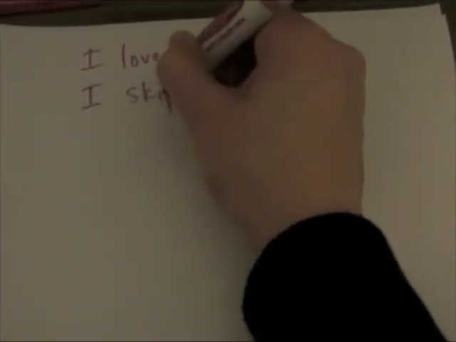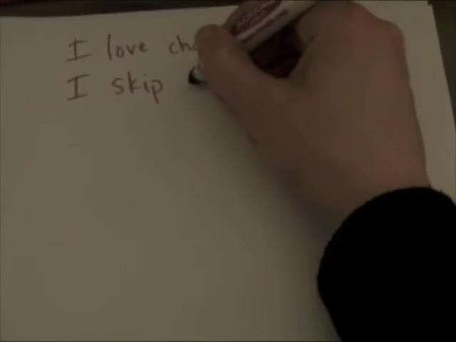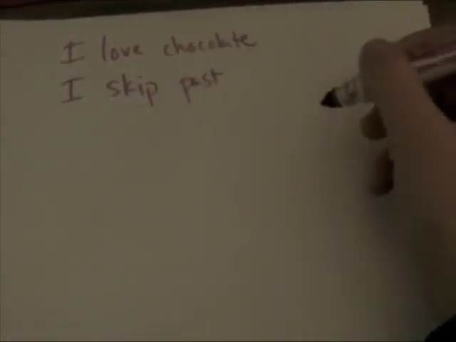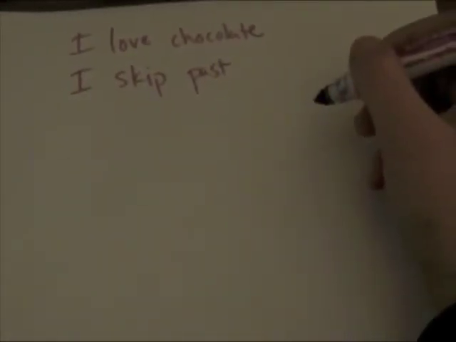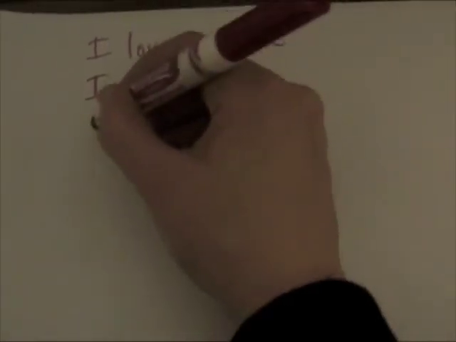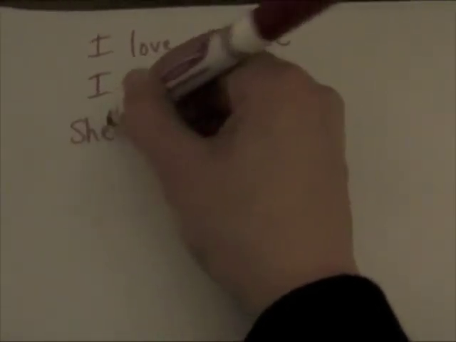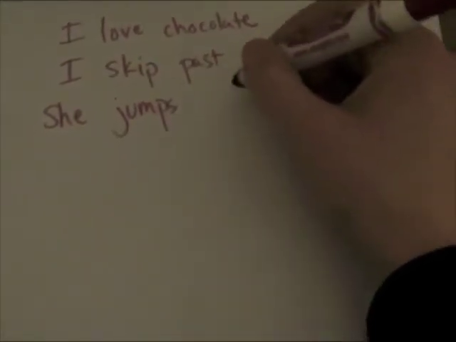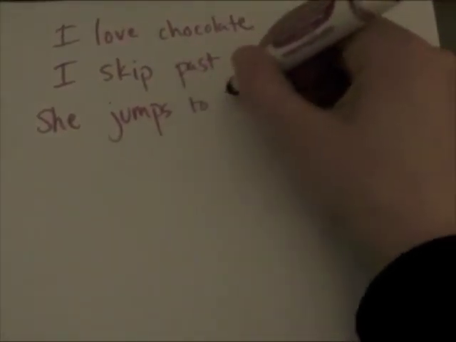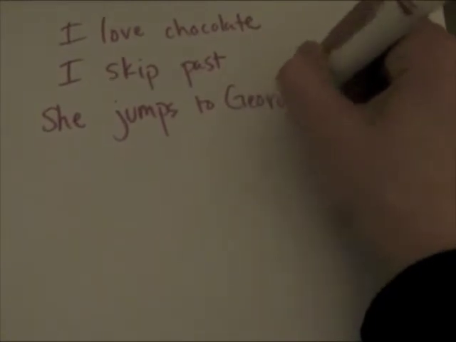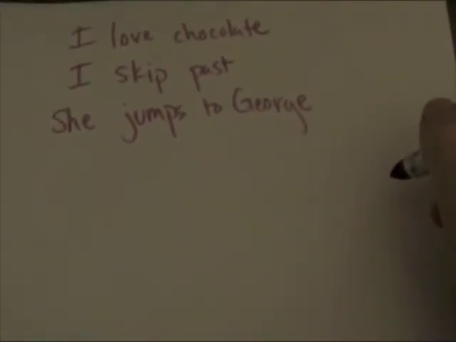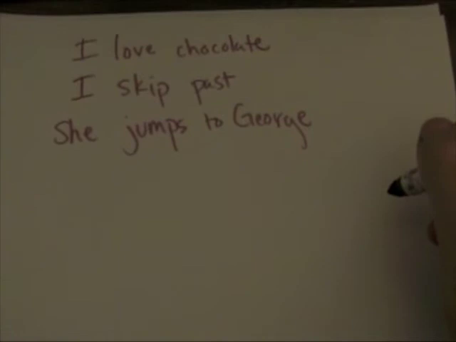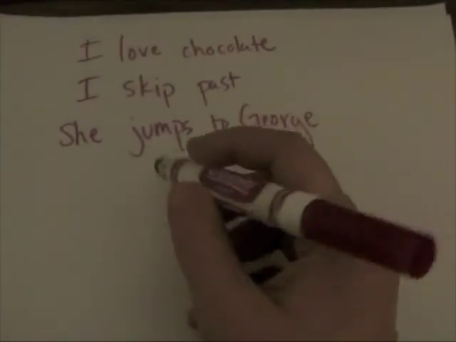I could say, I skip past. Then past becomes a modifier of skip. It tells me where I skip. I could say, she jumped to George. Then she is the subject, jumped is your verb, and to George is your object.